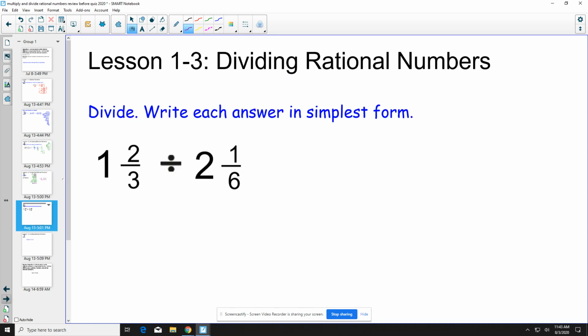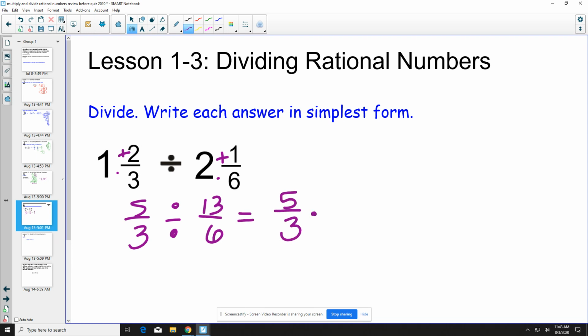All right, when we divide mixed numbers or fractions, first we have to change our mixed numbers to improper. So 1 times 3 is 3, plus 2, this would be 5/3, divided by 2 times 6 is 12, plus 1 would be 13/6. And then what I do is I keep change flip. I make it 5/3 times 6/13. You can't do cancellation until you flip.